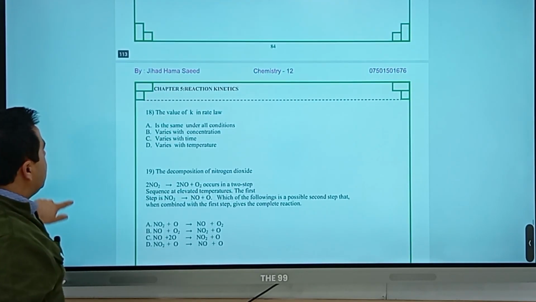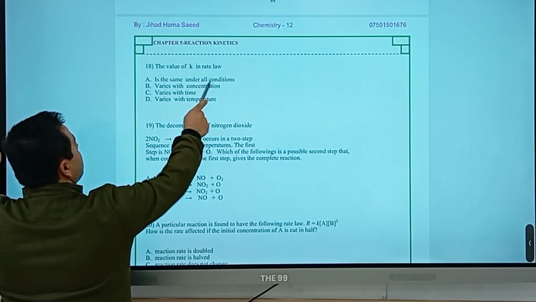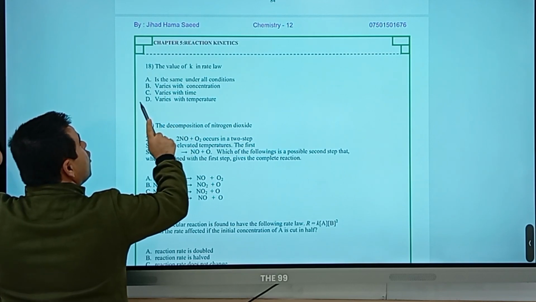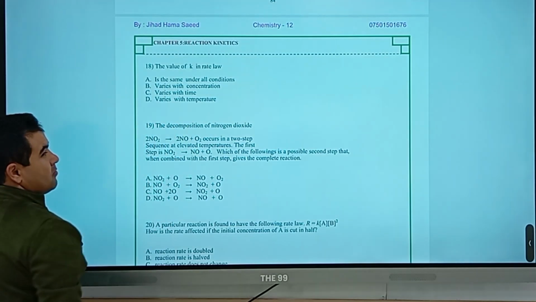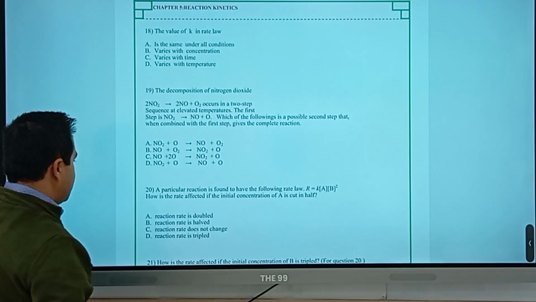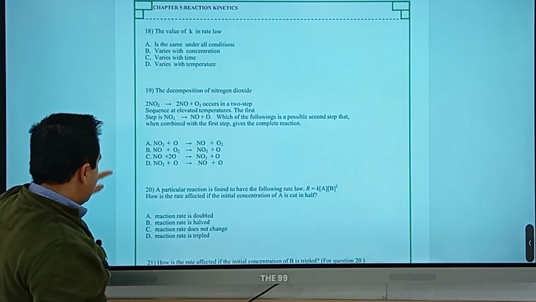There are several. Is the value of K in the rate law the same under all conditions? No. Does it vary with concentration? No. Does it vary with time? No. Does it vary with temperature? Yes. That's how I told you. It does not depend on the time and concentration. It depends only on the temperature and catalyst.